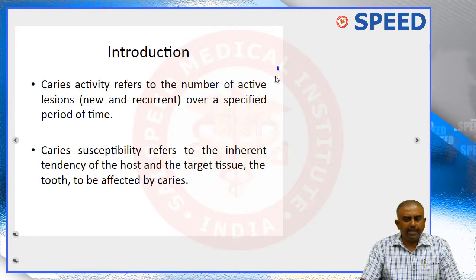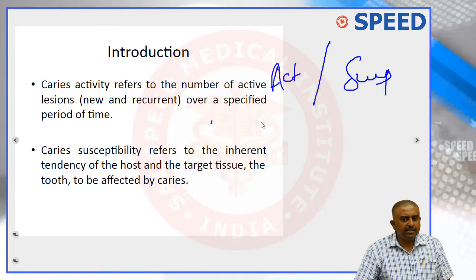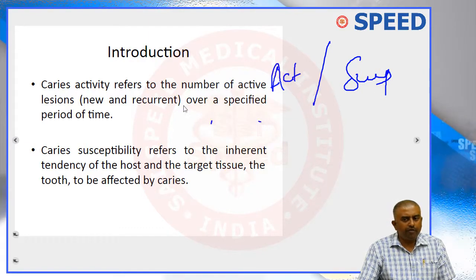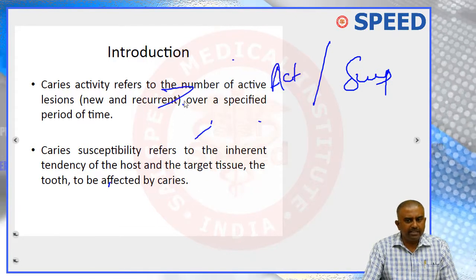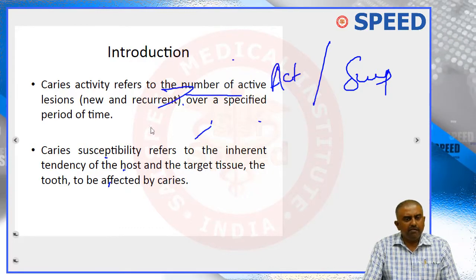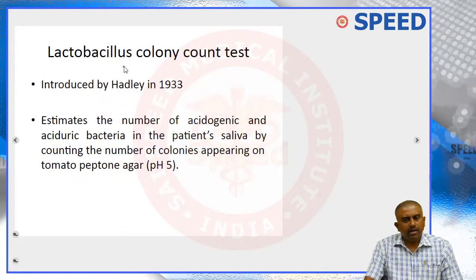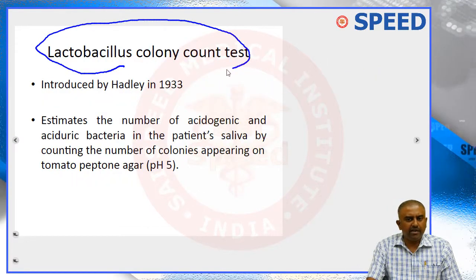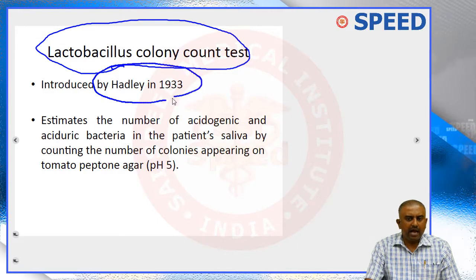What is the difference between caries activity and caries susceptibility? Caries activity means the number of new caries lesions. Susceptibility refers to host factors which make you susceptible to caries. This is considered the gold standard for all the caries activity tests, introduced by Hadley.